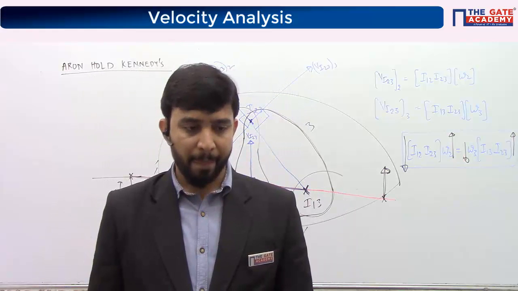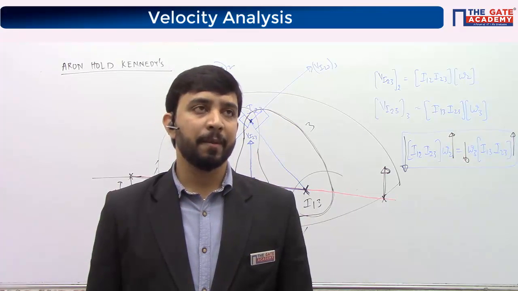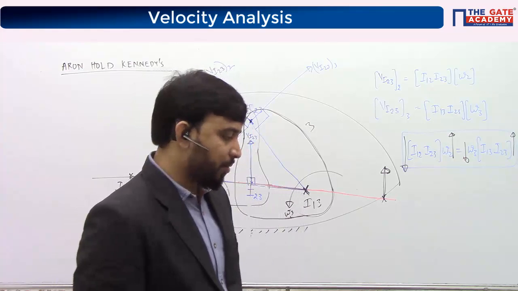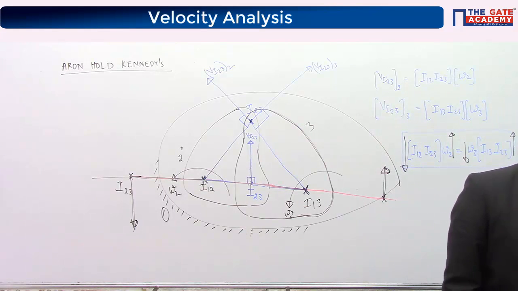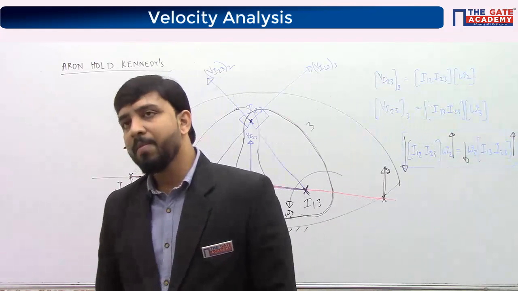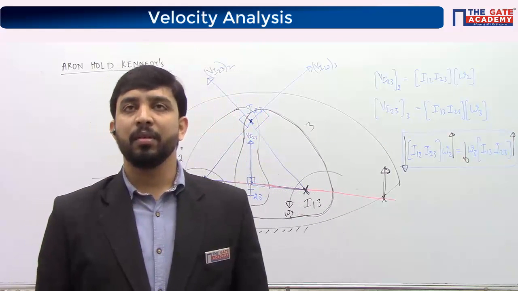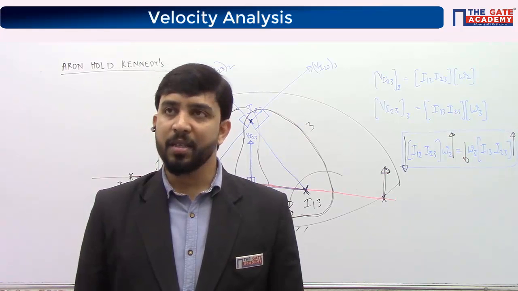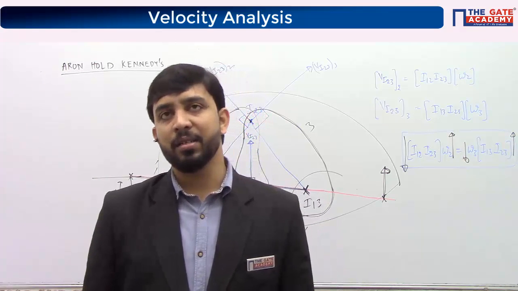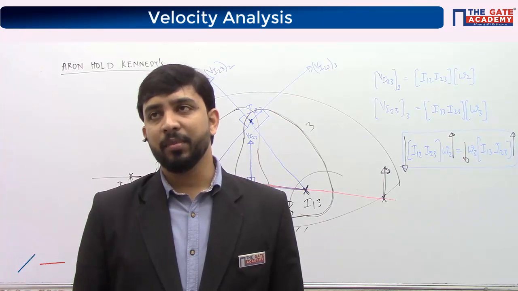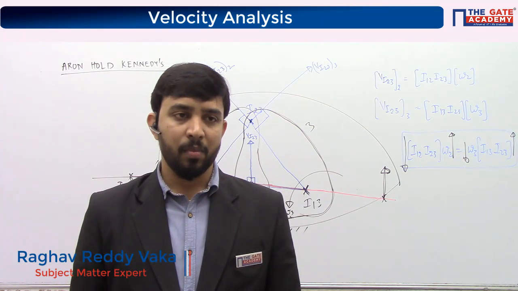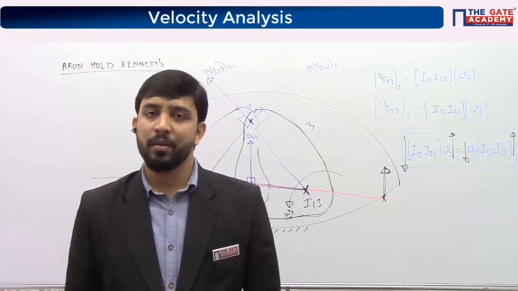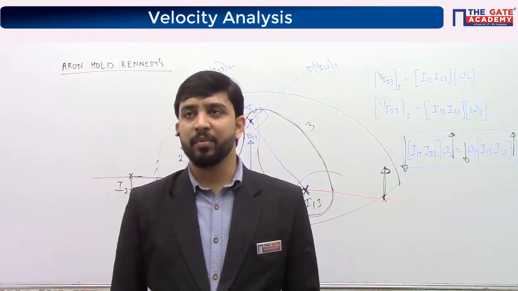Aron's Theorem. If three rigid bodies have relative motion among themselves, then the three I centers formed from them will be collinear.